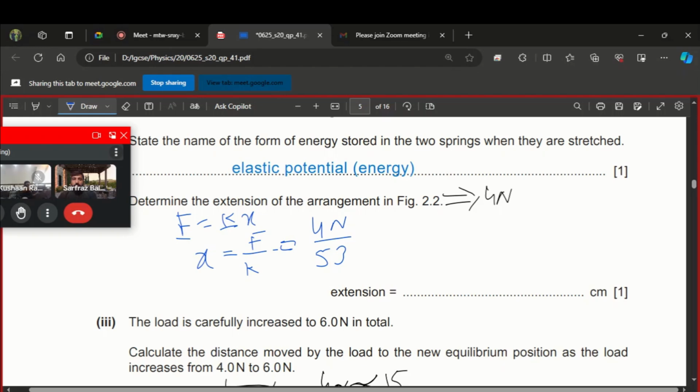So it is in meters, which is 0.0754 meter. But he is asking the question in centimeters. Then what will it be in centimeters?